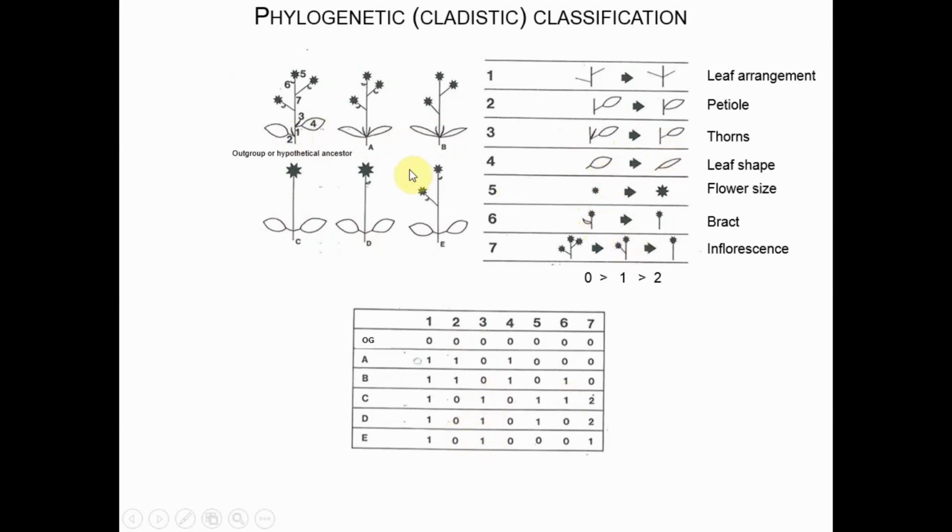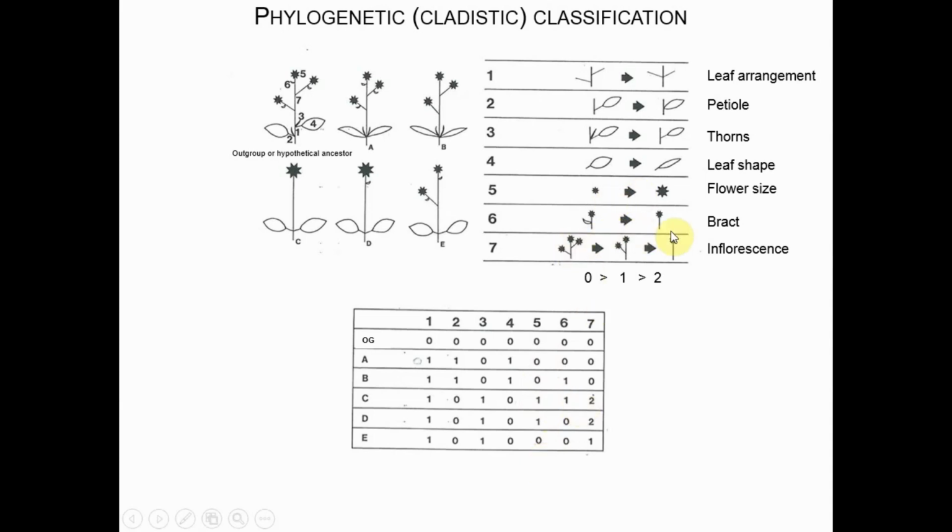Number 4, leaves. We have narrow leaves in A and B, so they would each get 1. And then we have broad leaves in C, D, and E, so they would get 0, because they are like the outgroup. Number 5, the flowers are large in C and D, but in all of the others they are similar to the outgroup. So C and D would get 1, and all of the others would get 0.